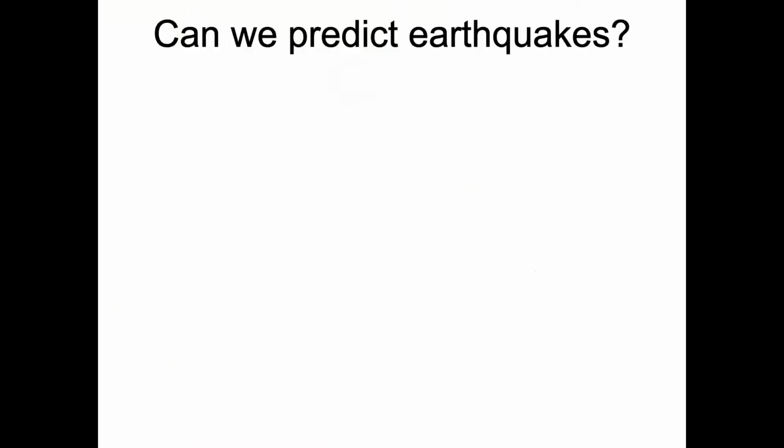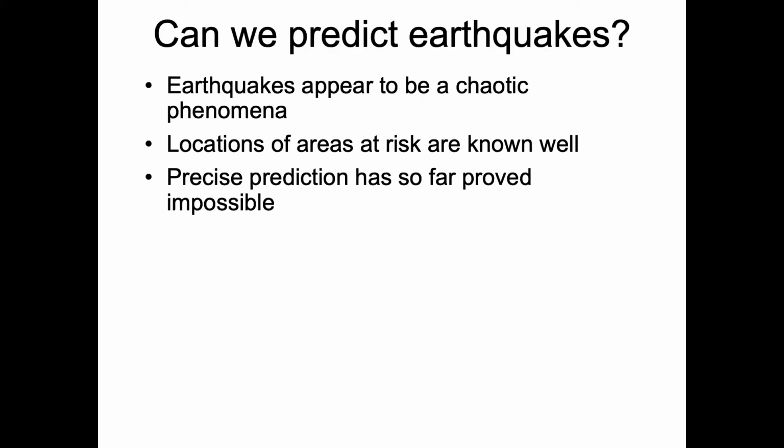But what I'm going to talk about now is a question that, as an earthquake researcher, I get asked pretty frequently: can we actually predict earthquakes? What it seems from our observations is that earthquakes tend to be quite chaotic and unpredictable. But we can look at the model of plate tectonics and get an idea of which areas are at risk. But doing precise prediction, by which I mean there will be a magnitude 8 earthquake tomorrow at this location at this time, has so far proved impossible. We simply cannot do that.